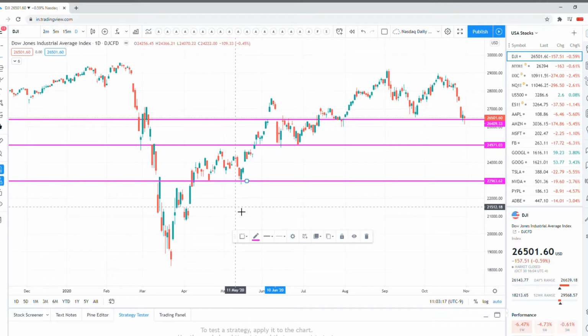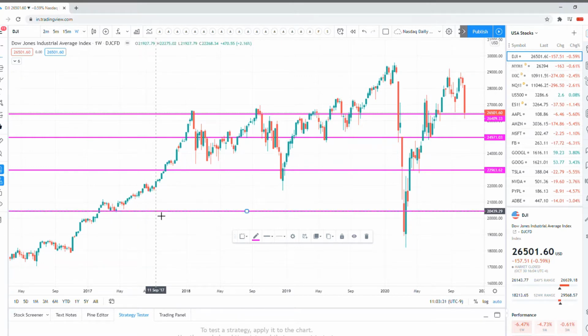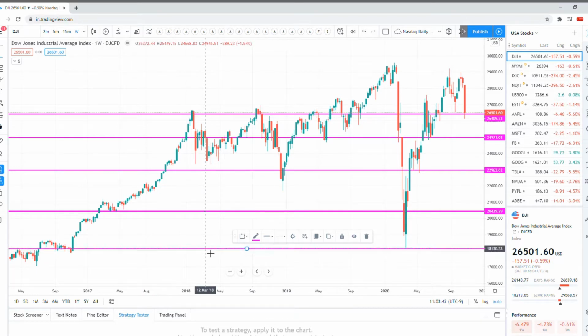Then we can go to the weekly chart, see if there are any different levels over there. Okay, I see some consolidation over here, so this can be marked as a potential level. Then this area looks very interesting because the price has taken support over here.